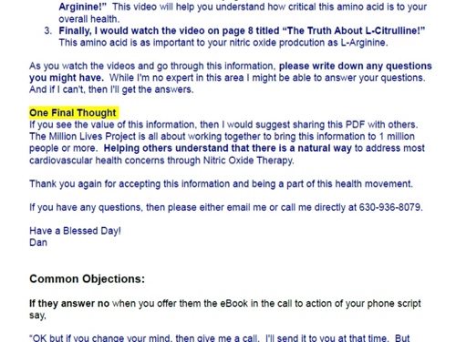Doesn't necessarily mean that they become part of Synergy Worldwide or that they're using ProAction Plus, but you want them to see the value of the information and participating like you are in getting this information into the hands of 1 million people or more, helping others understand that there is a natural way to address most cardiovascular health concerns through nitric oxide therapy. So this is your call to action, to have them participate with you in this Million Lives project. Again, thank them for their time and accepting the information and being a part of this health movement. Any questions? A call to action, email me or call me directly.